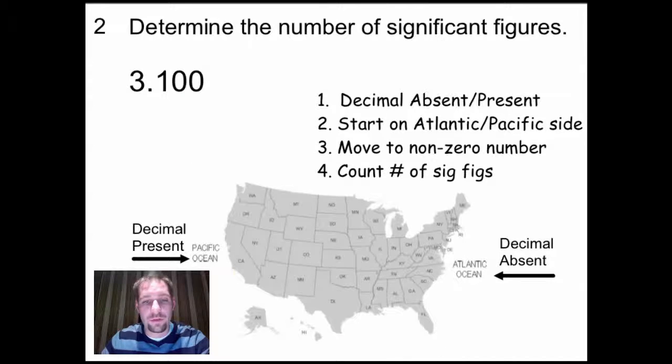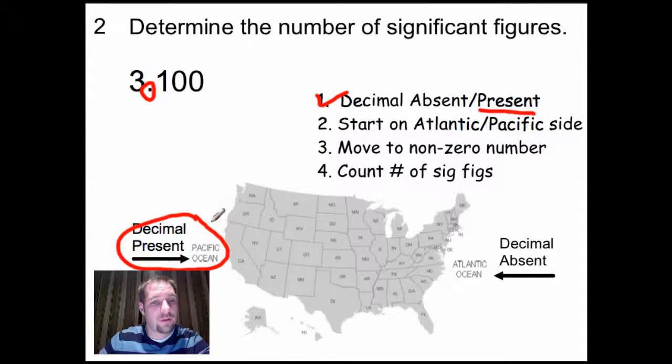Step number 1 is determining whether we have a decimal absent or present. I look at my number. There it is. I see that I actually have a decimal that is present. So now I want to use that decimal to determine what side of the number I'm going to start on using my Atlantic or Pacific rule. My decimal is present, so I want to start on the Pacific Ocean side because present starts with P, Pacific starts with P, so I want to start on the left side, the Pacific side. So I need to start on the Pacific side of that number, which is the left side of that number over here.